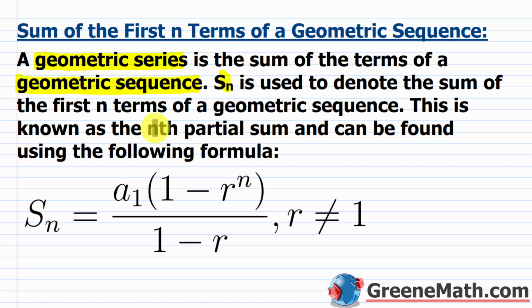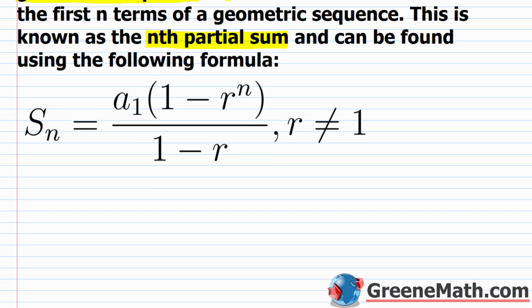This is known as the nth partial sum and can be found using the following formula. Now I'll show you where this is coming from in a moment. For right now, let's just read through the formula. So S sub n is equal to a sub 1 times the quantity 1 minus r to the power of n, over 1 minus r.